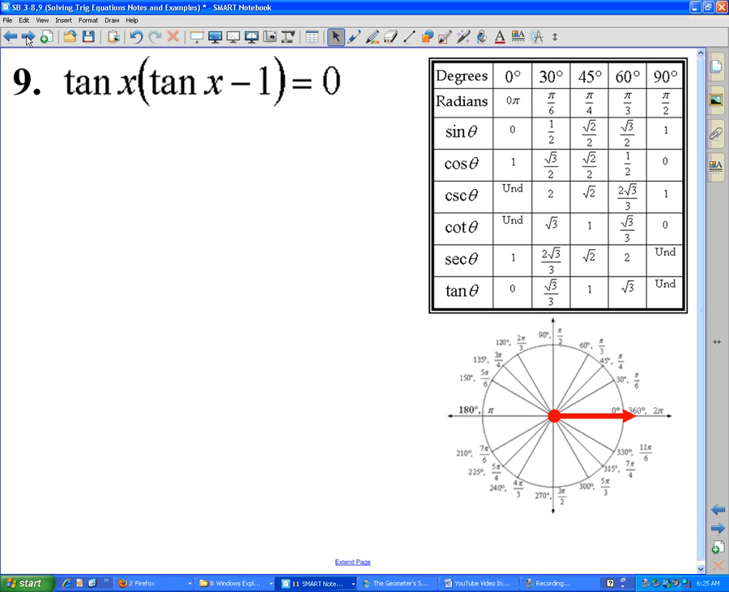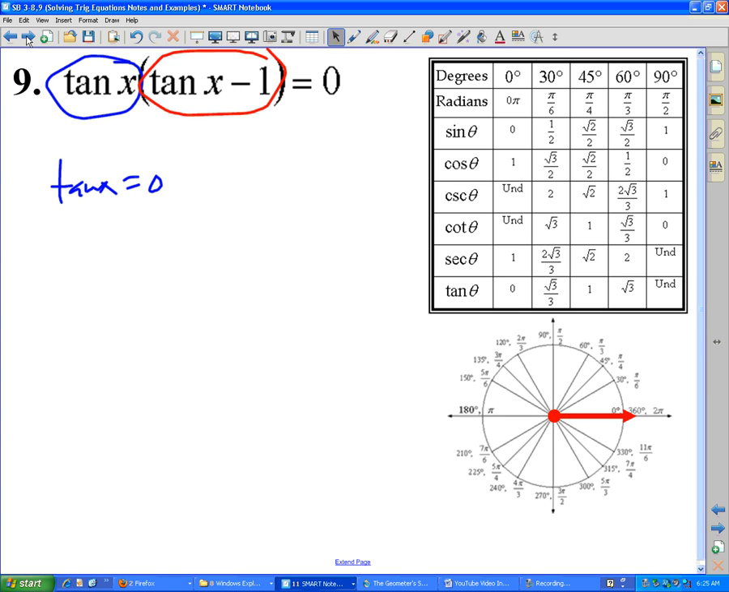But what we do need to do is still use the zero property, because we're multiplying two terms. We're multiplying this term right here by this term right here, and the answer is 0. And so the zero property says one of those two things is going to have to be a 0. So what makes tangent of x equal to 0?